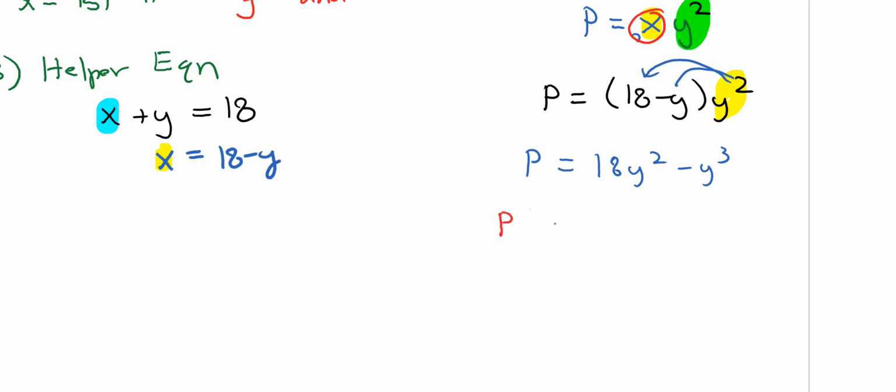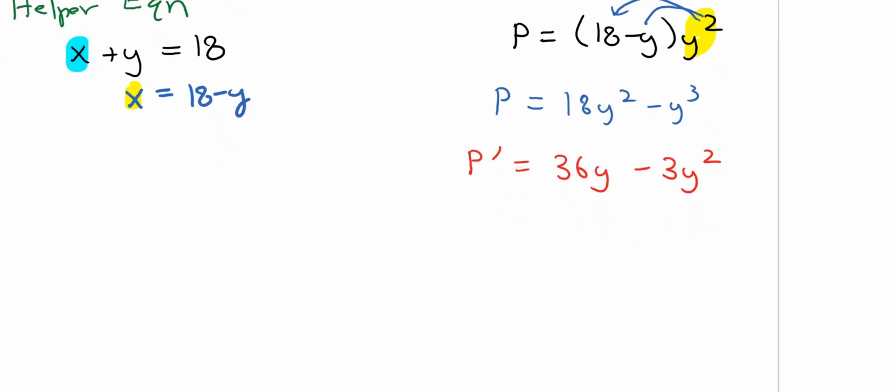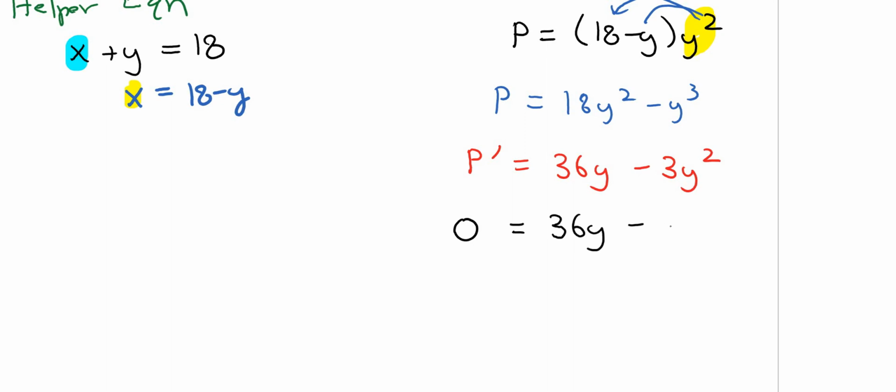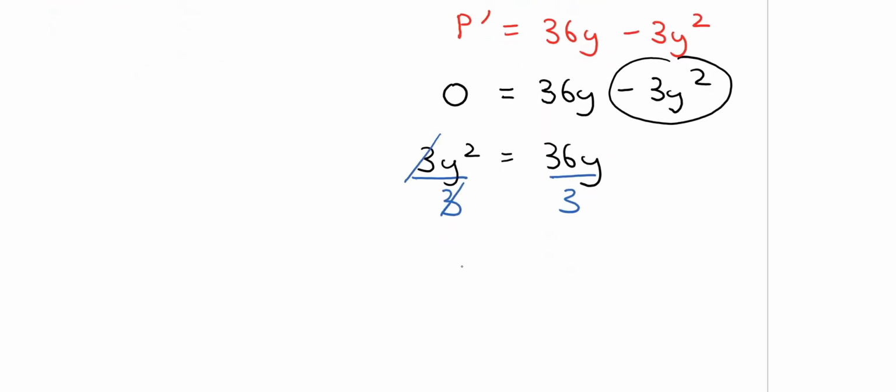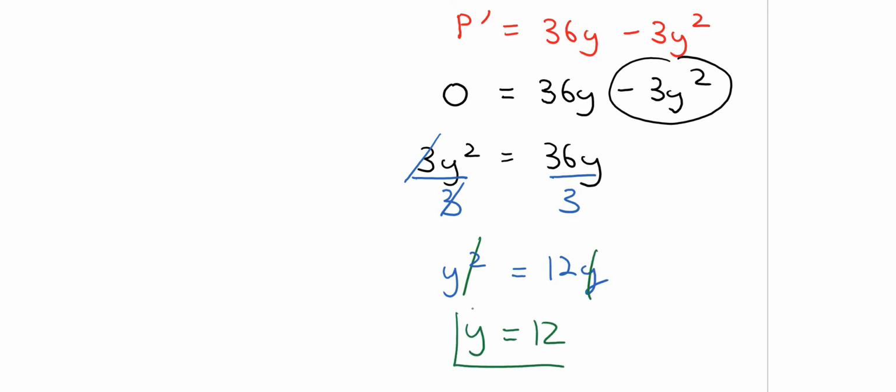All right, let's go ahead and find the derivative now. P prime would equal 36y minus 3y squared. And for this particular problem, if I want to maximize anything, I need to take the derivative and set it equal to 0. So 0 equals 36y minus 3y squared. And then I would go ahead and take this negative y squared term, bring it to the other side. And that would equal 36y. And then I can divide both sides by 3. And those 3s would cancel. y squared would equal 12y. And then the y's here can cancel. So now y would equal 12. So one number in this particular problem is going to be 12.